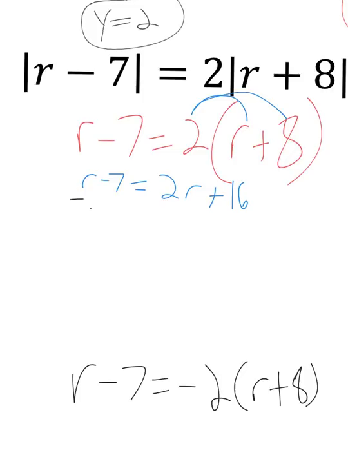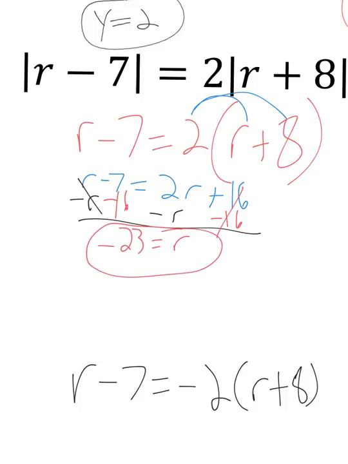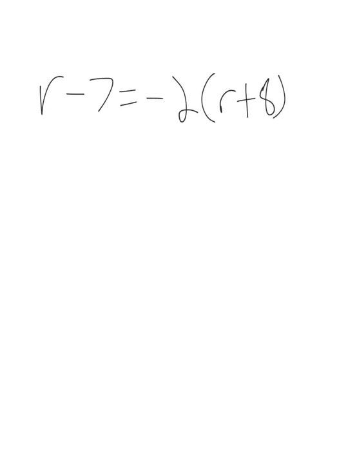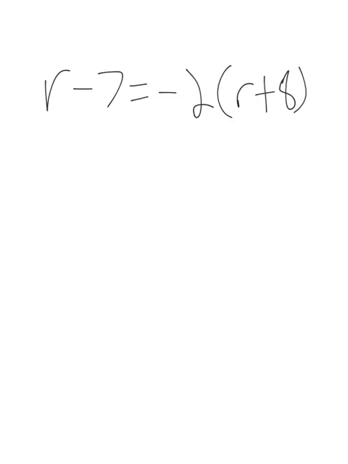So if I minus r over here, that's canceling one thing on the left side. And then I need to cancel something on the right side, so I'll minus 16 here and there. And this gets me negative 23 equals r. So there we go, we got one answer. Let's move on to the next one. So I distribute a negative 2. So I get r minus 7 equals negative 2r minus 16.